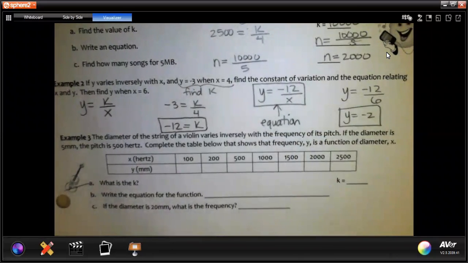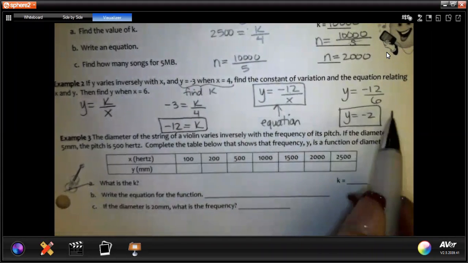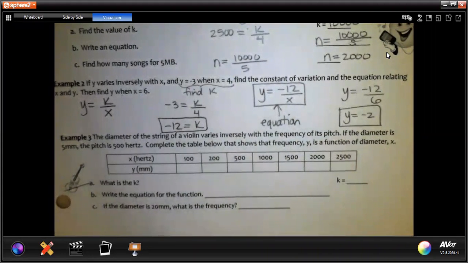So there's a couple different questions that they can ask you on a quiz or test. They can ask you for the constant of variation, they can ask you for the equation, or they can ask you to predict right here. So you would want to write the equation and then use it.